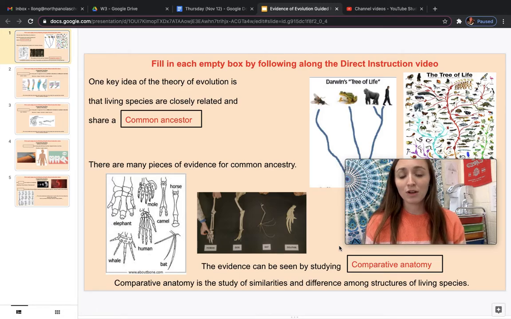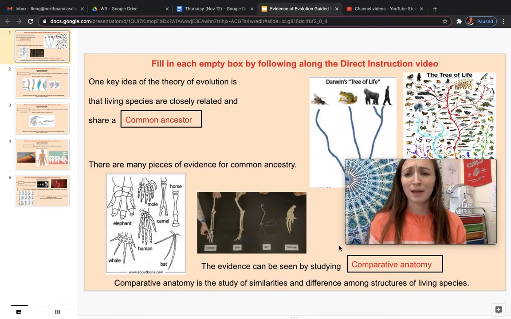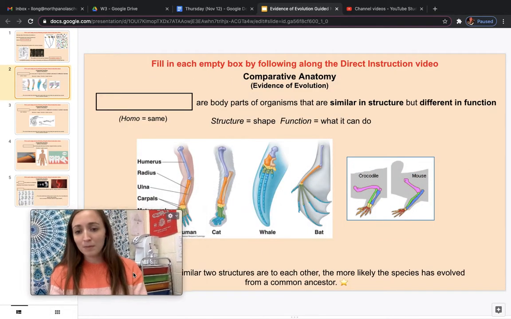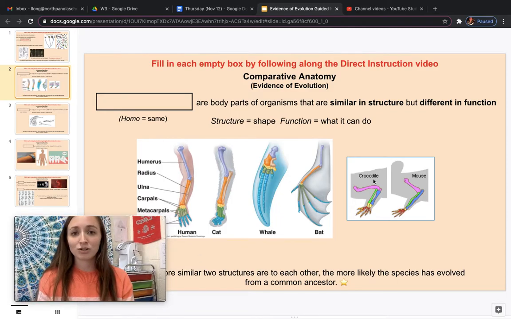So if you look at the similarities and differences between a bunch of different species, we can see some evidence that we're closely related. You still might be like, I don't know about that. That seems kind of fishy. I don't know what you even mean. Let's take a look. Different types of structures are going to tell scientists and us different things about those species.